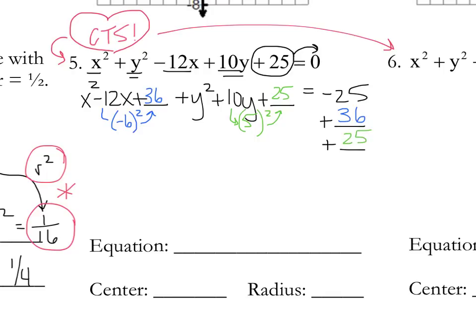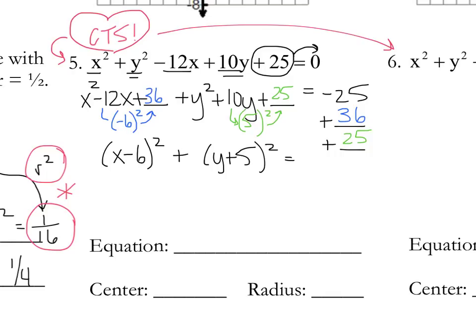Then you should be able to remember what comes next. It's just completing the square, except we're kind of doing it twice. So we're going to factor the x squared minus 12x plus 36. It happens to factor into x minus 6 squared. That's the whole purpose of completing the square, is that it factors into something squared. Same thing for the y's. That factors into y plus 5 squared.